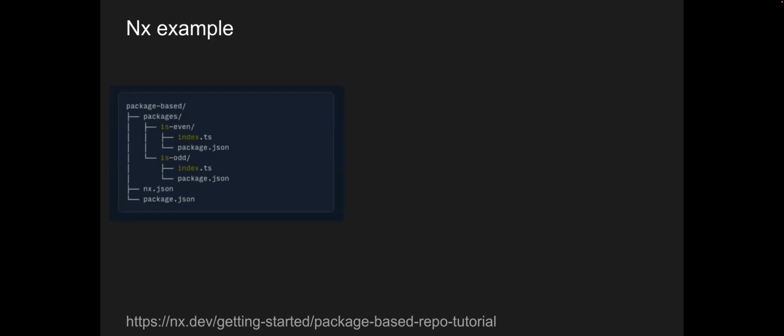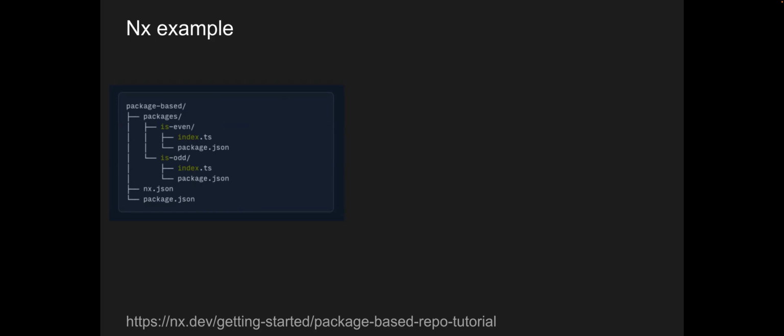So in a simple example, this comes off of their docs, right? You have this application, this repo that they're calling package-based. That's the name of the repo, so that's the root directory there. Then you have multiple packages. There's an is-even package and an is-odd package. So those are the important things. Each of those has their own index.ts file, and so on.